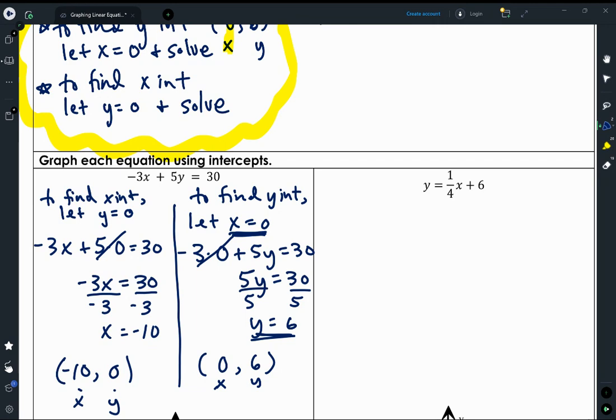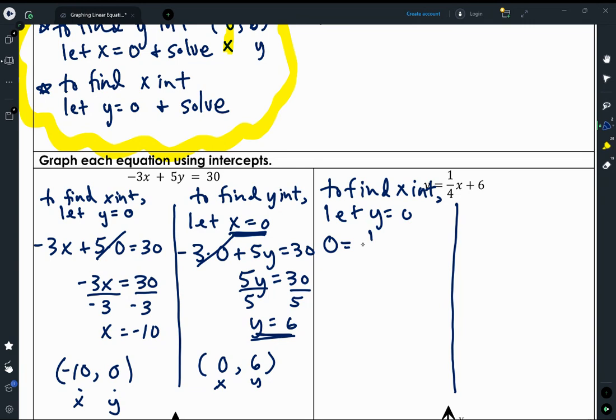Okay, next one, same steps, and I'm going to just divide it up again. I know I don't need to write this every time, but these are our notes. Sometimes I write extra details on my notes so that I can remember what I did later on. To find the x-intercept, let y equal 0. This is a trickier one. That means we have 0 equals 1/4 x plus 6.